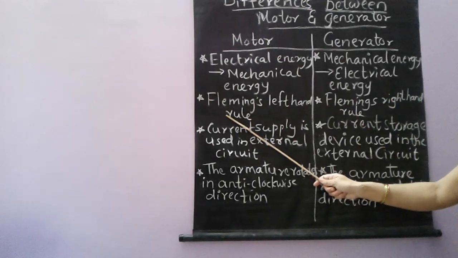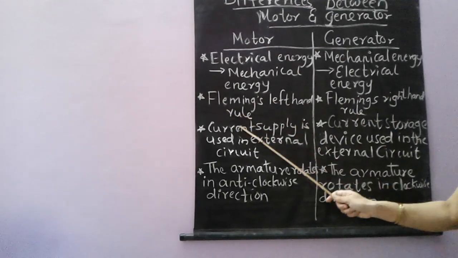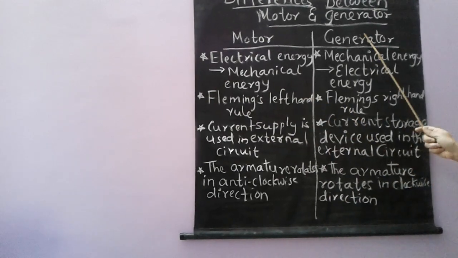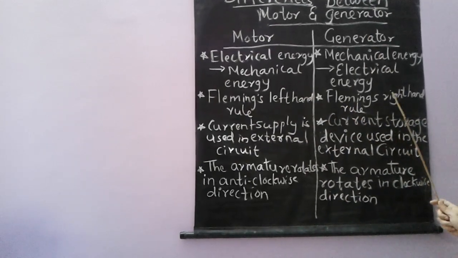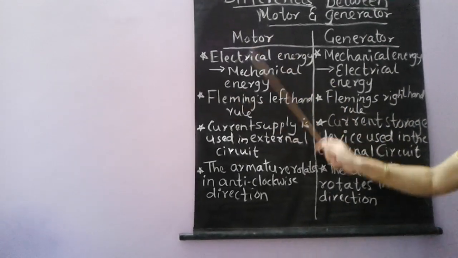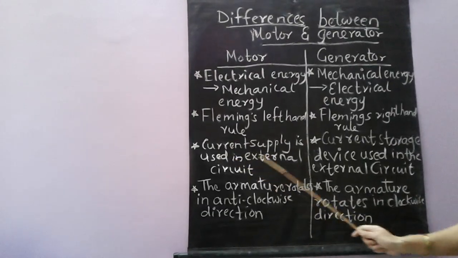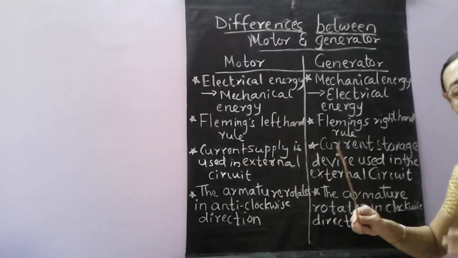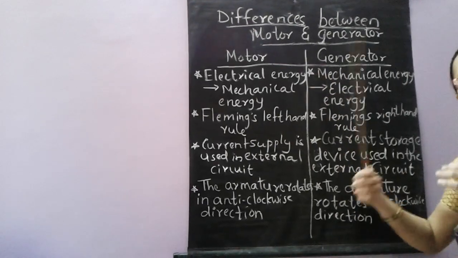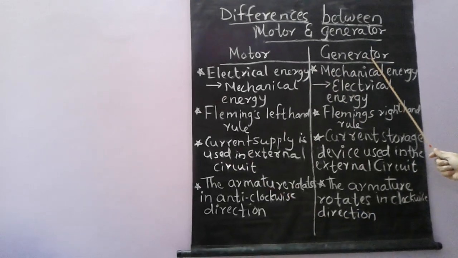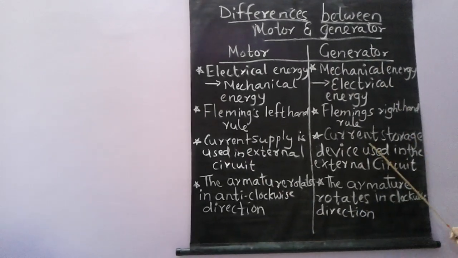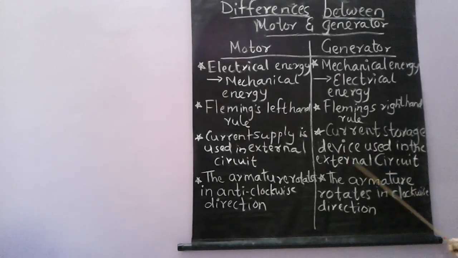Motor works on the principle of Fleming's left hand rule, and for generator Fleming's right hand rule is applied. For motor, current supply is used in the external circuit. So in a motor, in the external circuit, current is supplied. In case of generator, current is stored. Current storage device is used in the external circuit.